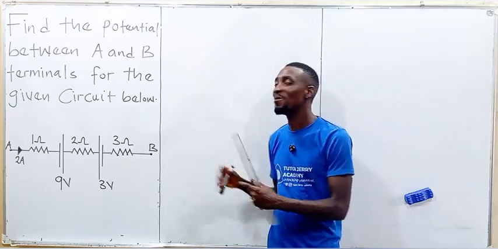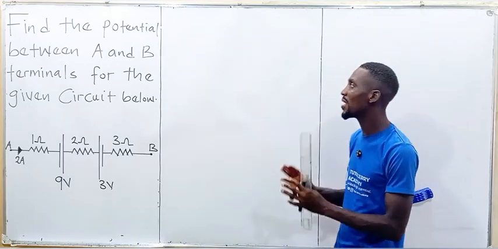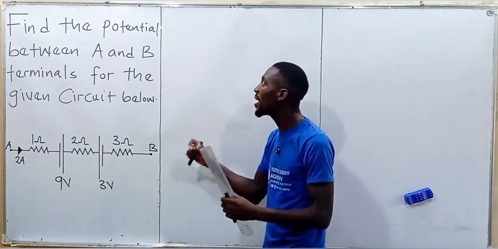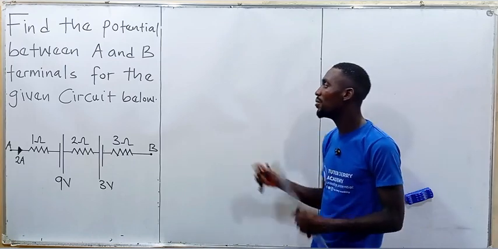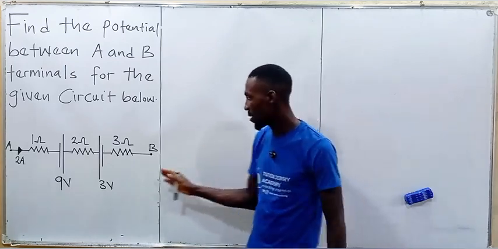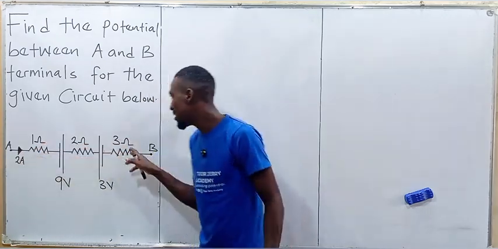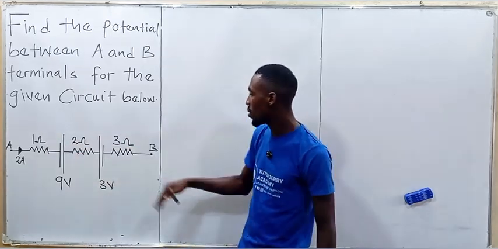The question above might look tedious, but join me as I solve this question step by step in a well simplified manner. The question says find the potential difference between A and B terminals for the given circuit below. You can see we have a current of 2 ampere entering the circuit. We have 1 ohm, 9 volts, 2 ohms, and so on and so forth.